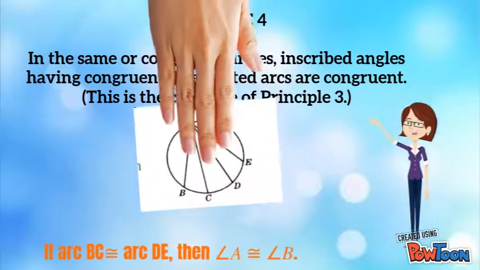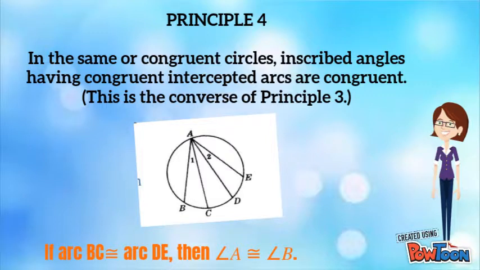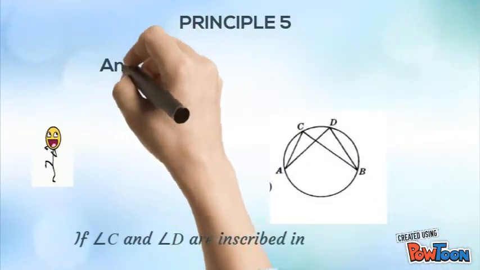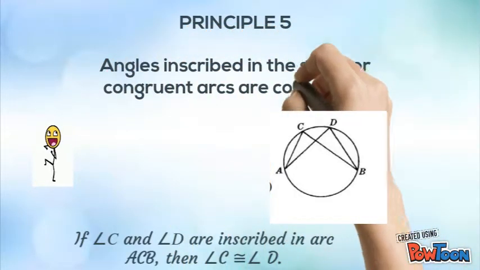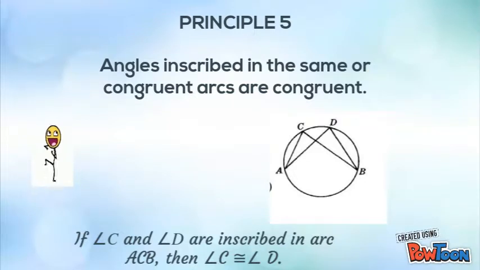Principle 4. In the same or congruent circles, inscribed angles having congruent intercepted arcs are congruent. This is the converse of Principle 3. If arc BC is congruent to arc DE, then angle A is congruent to angle D. Principle 5. Angles inscribed in the same or congruent arcs are congruent. If angle C and angle D are inscribed in arc ACB, then angle C is congruent to angle D.